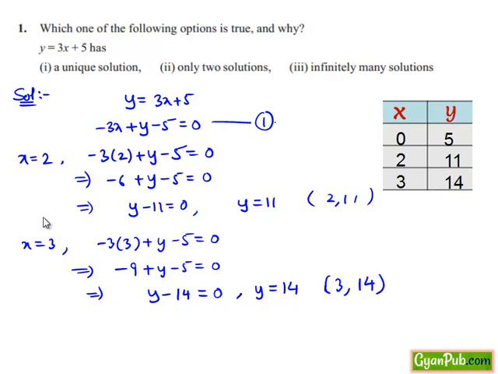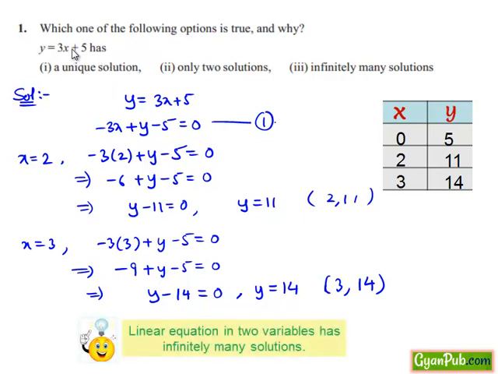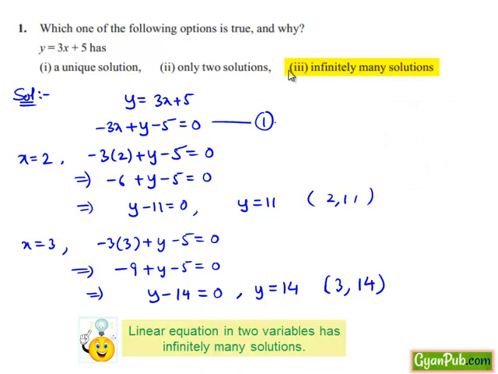Here we see that for every value of x, there is a corresponding value of y that satisfies the given equation. Hence, the given equation y equals 3x plus 5 has infinitely many solutions.